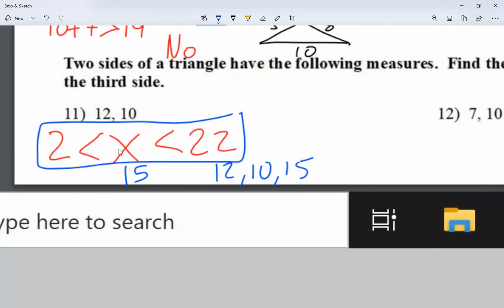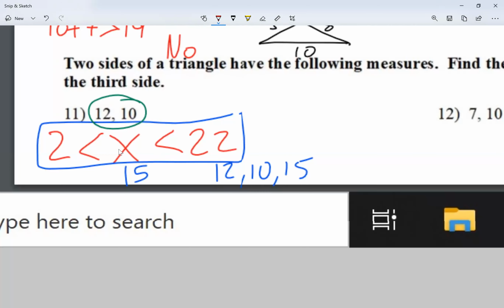Let me tell you. Look at the numbers given, 12 and 10. Subtract those numbers. I want it to be positive, so I'm going to go big number minus small number. What's 12 minus 10? Well, 2. That's how I got the first number. Now add the numbers. What's 12 plus 10? Well, that's 22. That's how I got those numbers.